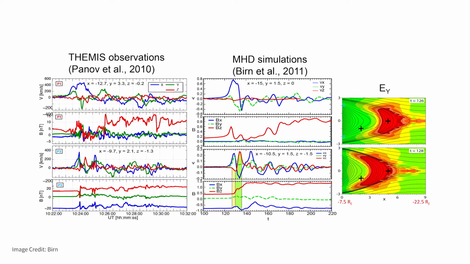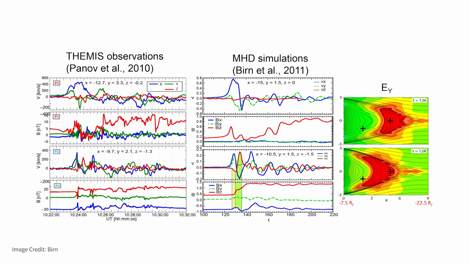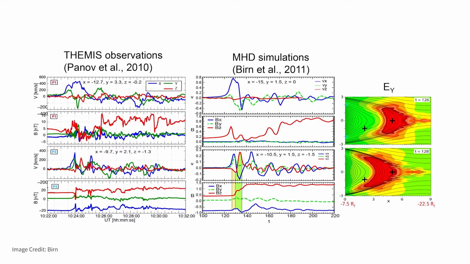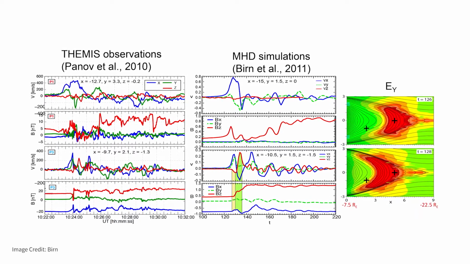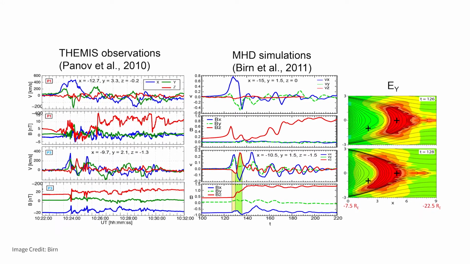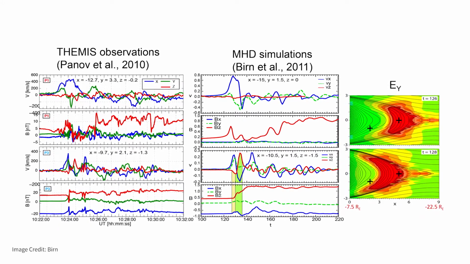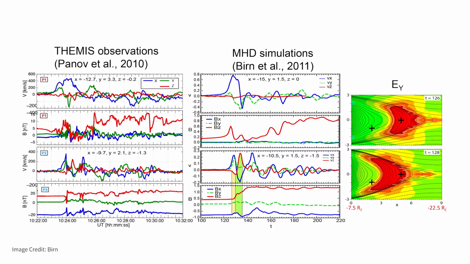What you do then in the simulation, you take a particular point and say, okay, this is my virtual satellite, and this is what I would observe if a satellite were at that location.